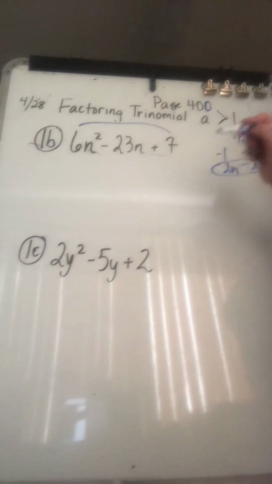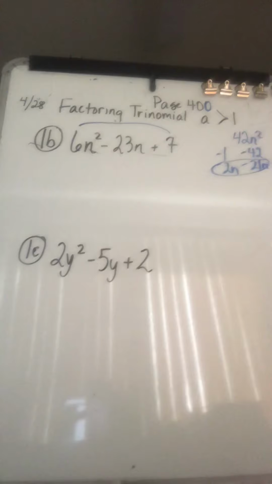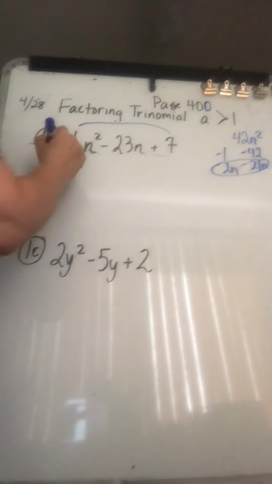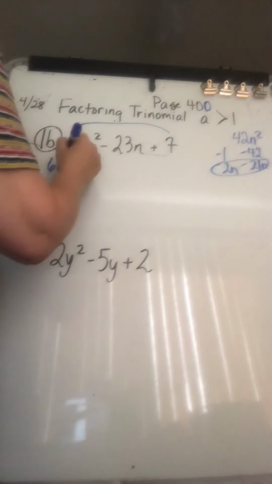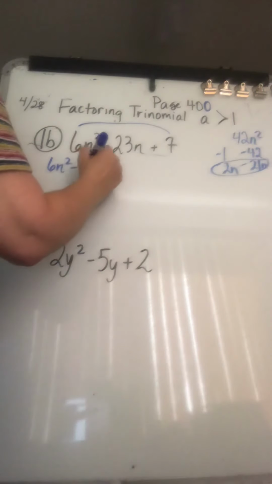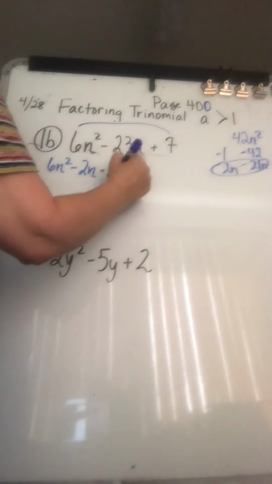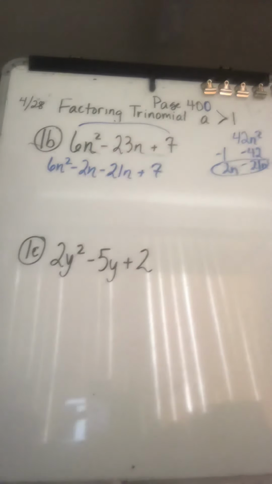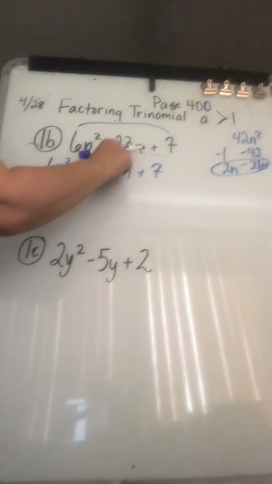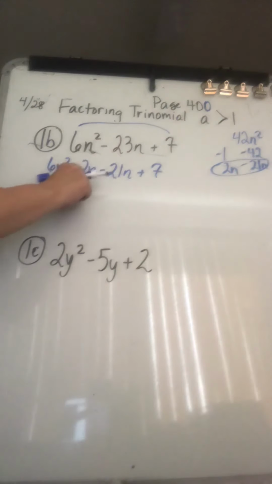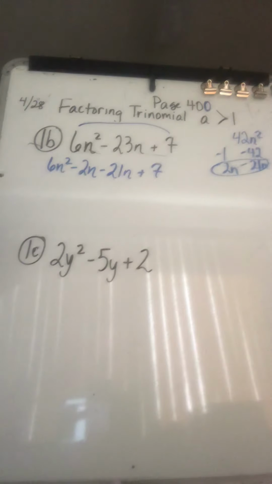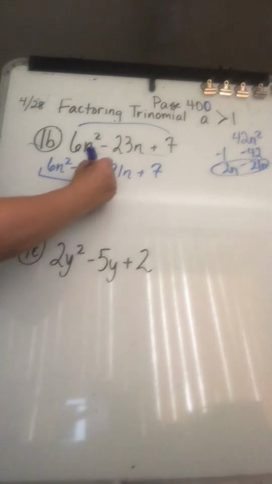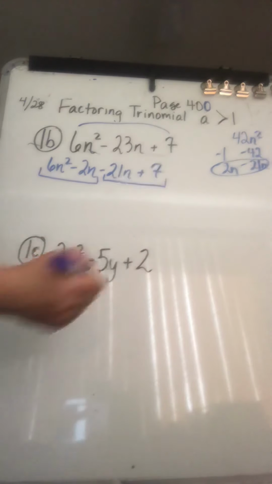Okay? So I'm now going to rewrite my middle term. I now have 6n squared minus 2n minus 21n plus 7. I changed this -23n into these two terms. Now, I'm going to factor by grouping. I'm going to put them in the two groups.